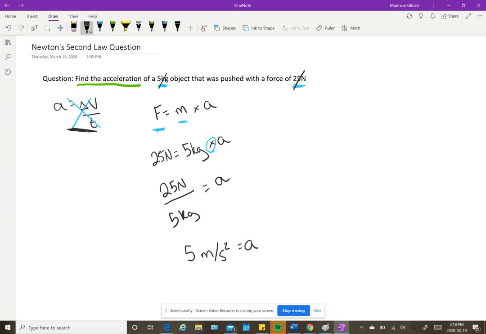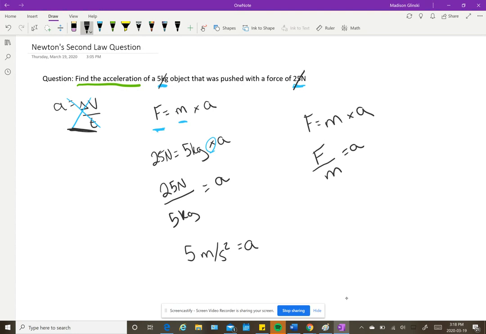If the numbers are too much for you, like they're confusing you a bit, what you can do is you can set the equation equal to acceleration before you even plug the numbers in. So force equals mass times acceleration. You are multiplying mass by acceleration, so the opposite would be division. So this would be force divided by mass equals acceleration.